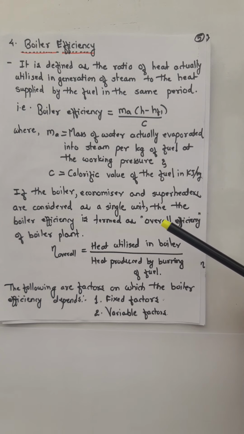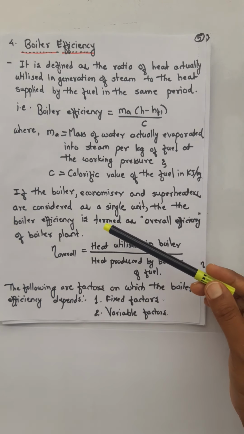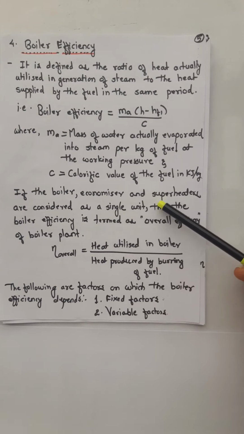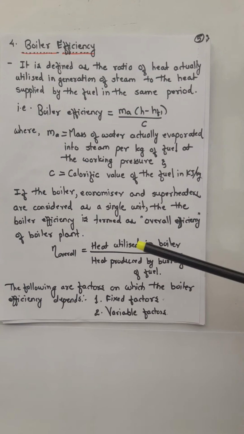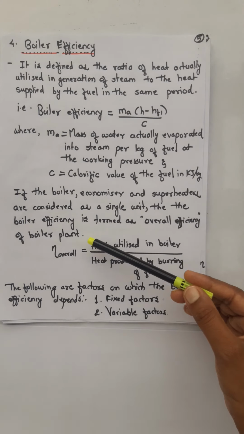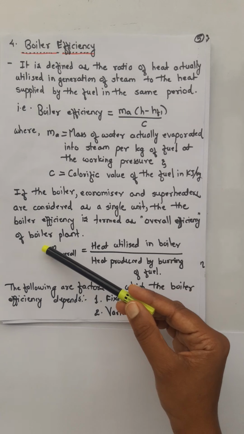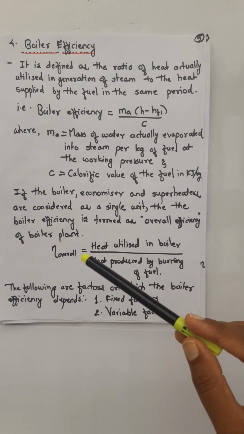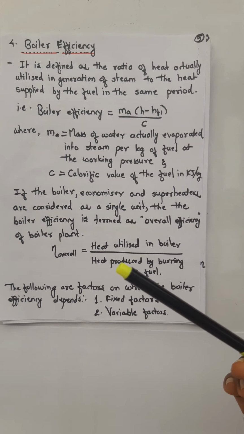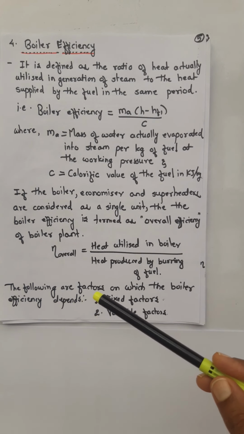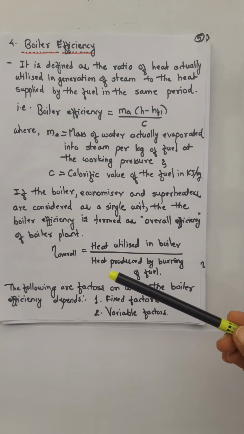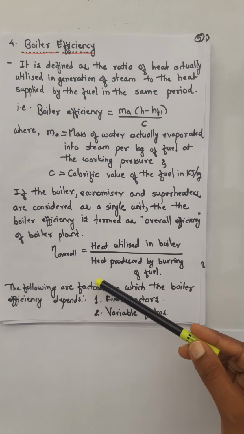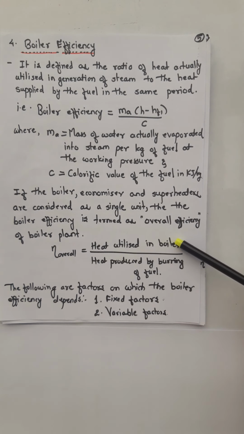If the boiler, economizer and the superheater are considered as a single unit, the boiler efficiency is also termed as the overall efficiency of the boiler. So when economizer, superheater and boiler, all these components are considered as a single unit, then the boiler efficiency can also be called overall efficiency, and it is the ratio of heat utilized in the boiler to the heat produced by burning of the fuel.